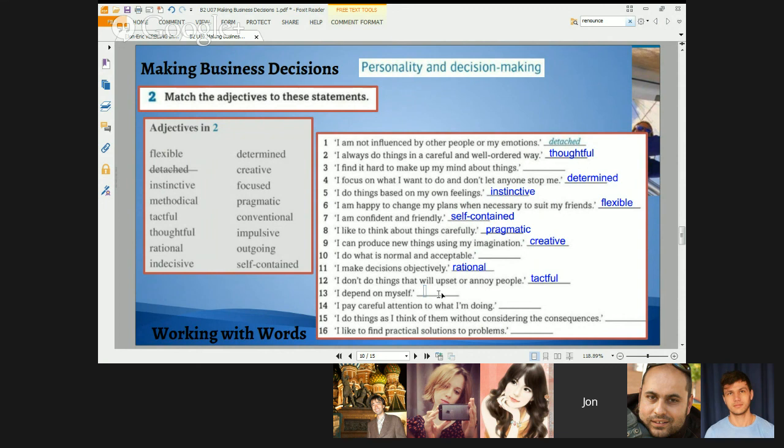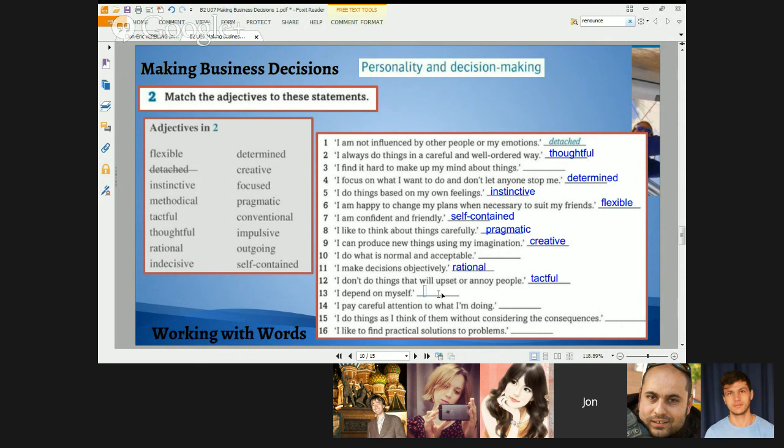So what do you think about 13? I depend on myself. And remember, you can go back and change an answer from before. So you don't have to use just the words that are left. You could say, oh, wait a second. We need to use the one that we did before, and I just slide it down. So what do you think? I depend on myself. I don't depend on others. Maybe thoughtful.